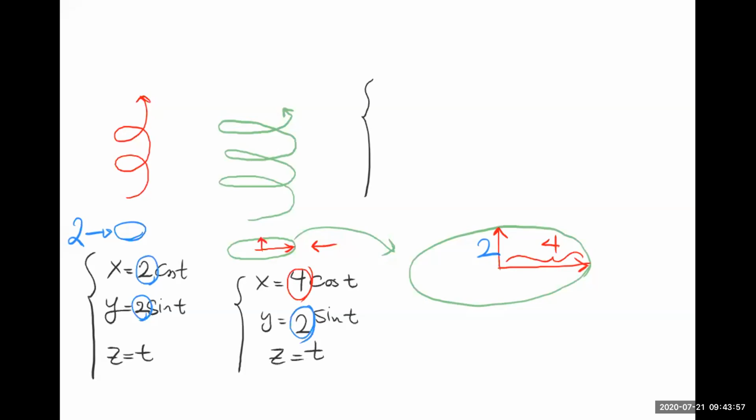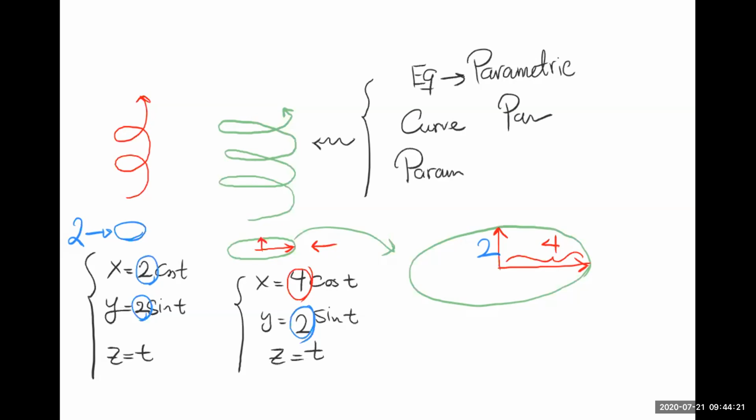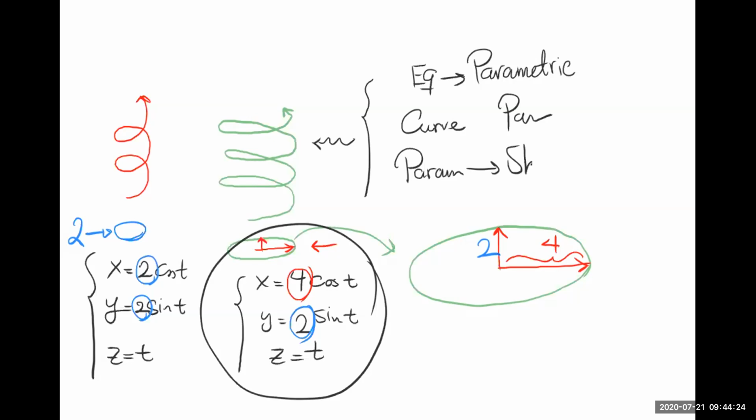But the things you need to know is that first of all, if I give you an equation, you should be able to find its parametric description. If I give you a curve like this thing, you might guess sometimes what is the parametric equation. If I give you a parametric equation like this one, you should be able to sketch it. These are the different things we need to understand, and we would learn them one by one. We would look at the examples.